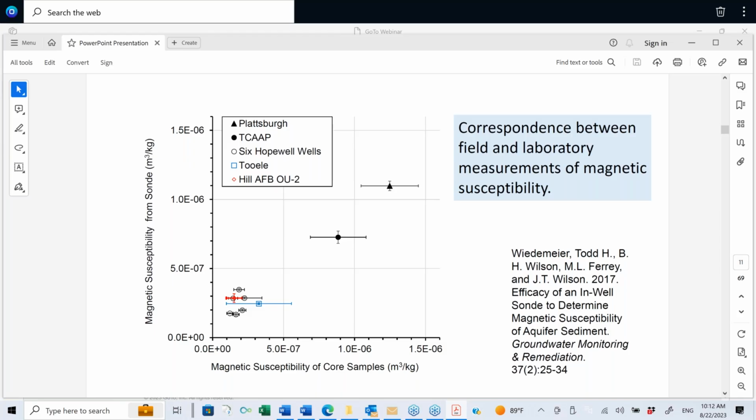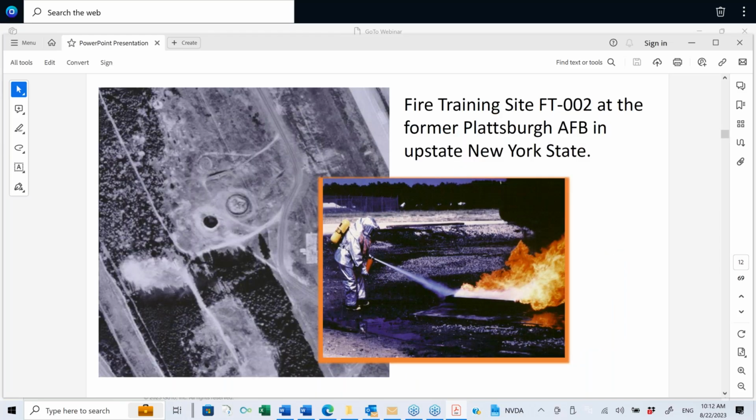You can see that there's really not much of a bias. One predicts the other pretty well. So we can measure magnetic susceptibility and predict the amount of the active agent in aquifer sediment with conventional in-well tools. So let's see what this can do to inform us about the behavior of these materials at field scale.